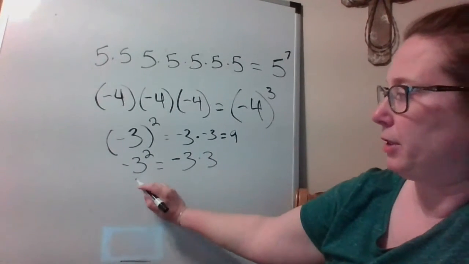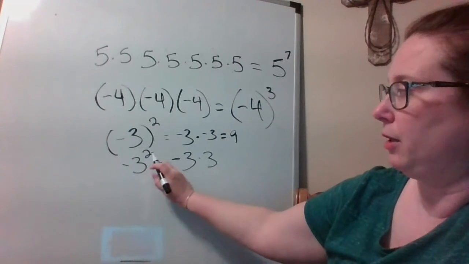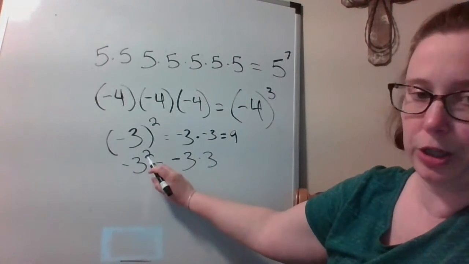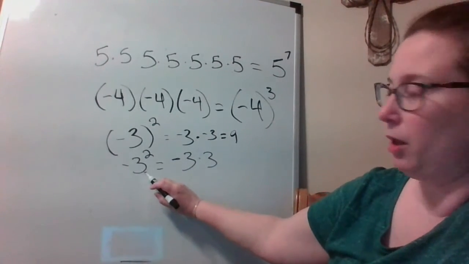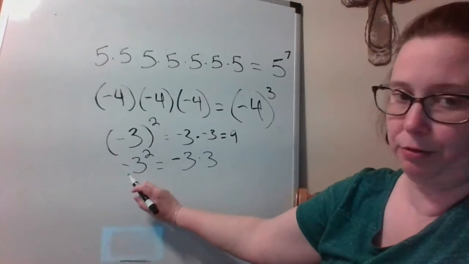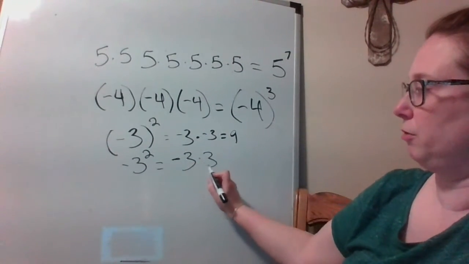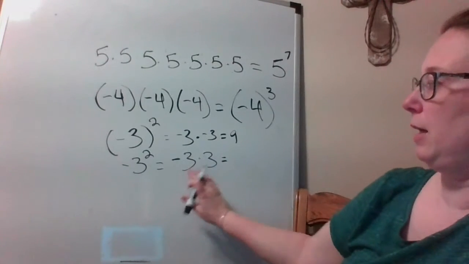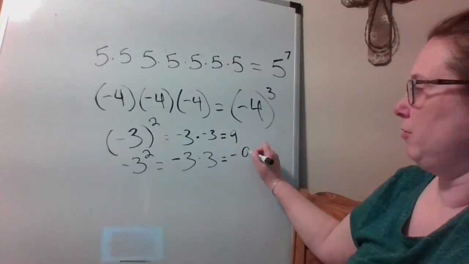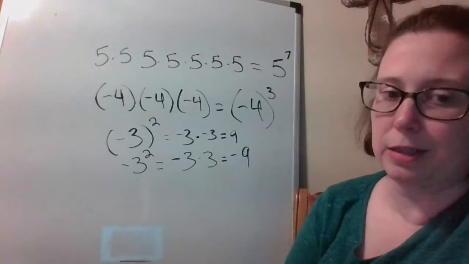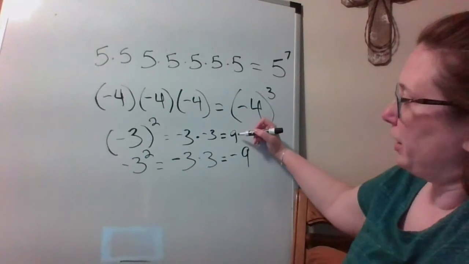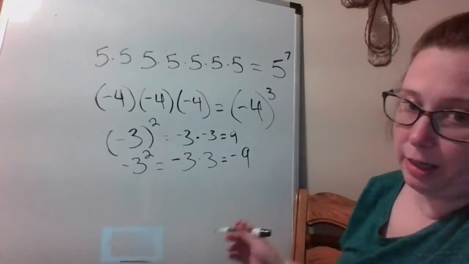Look what happens down here, though. We have -3. The squaring is just on the 3. It doesn't include this negative out in front. So we put a negative out in front, and then we have 3 times 3. Negative times positive is negative. 3 times 3 is -9. So here we have 9, here we have -9.